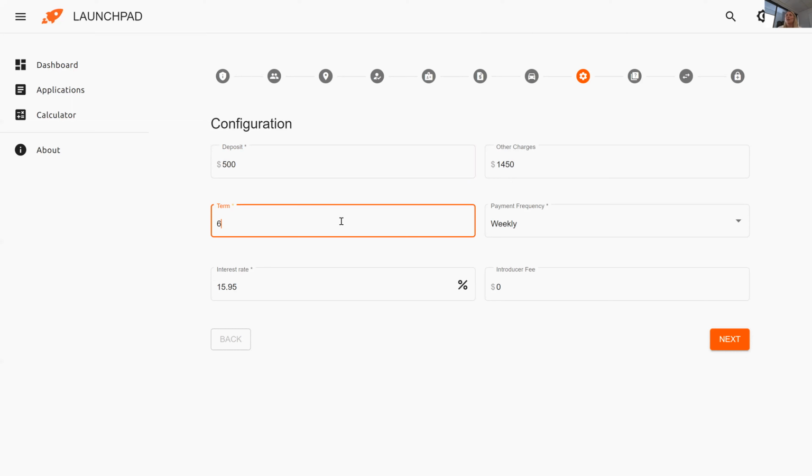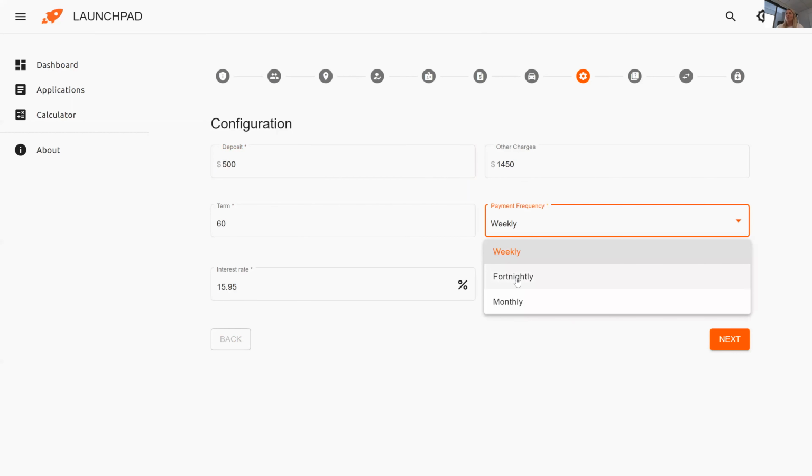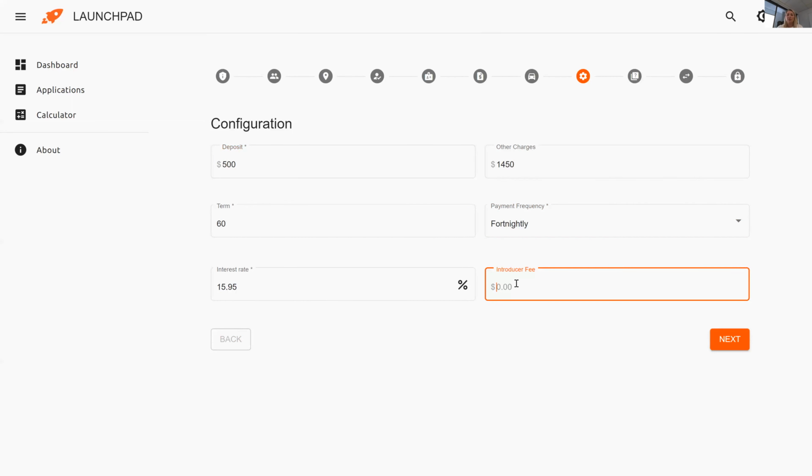How long do you want to pay that over? I guess we're going to guess here, like 60. 60 months we're going with today. We're going to go fortnightly payments. We don't know what rate we're going yet. We've defaulted that at $15.95, exactly the same as the Launchpad today.